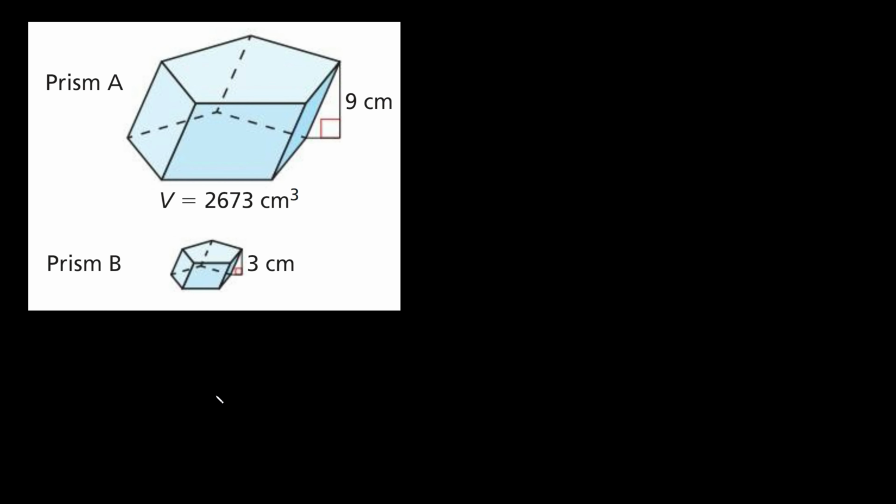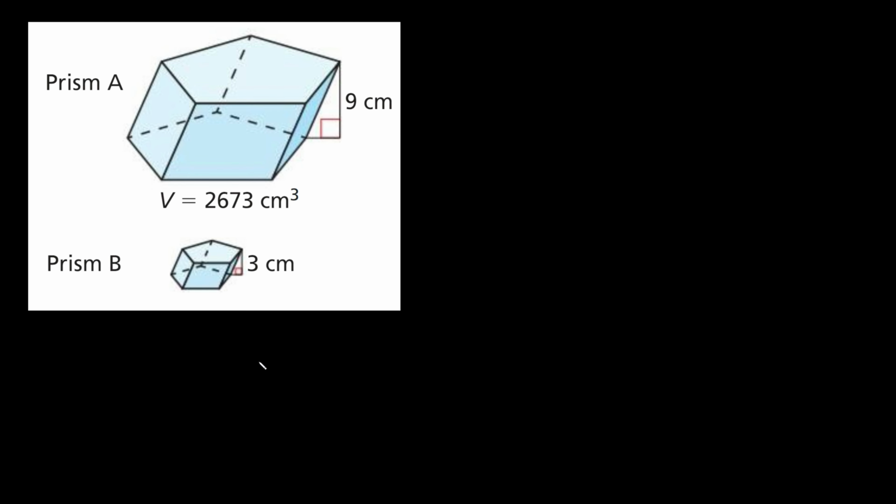All right, let's do one more example here. So for this one, we want to find the volume of this little one, prism B. The information that it gives us is that prism A, this big one up here, gives us the height of this prism as 9 centimeters. It gives us the volume, which is 2,673 centimeters cubed. And then for prism B, all it gives us is the height, which is 3 centimeters.